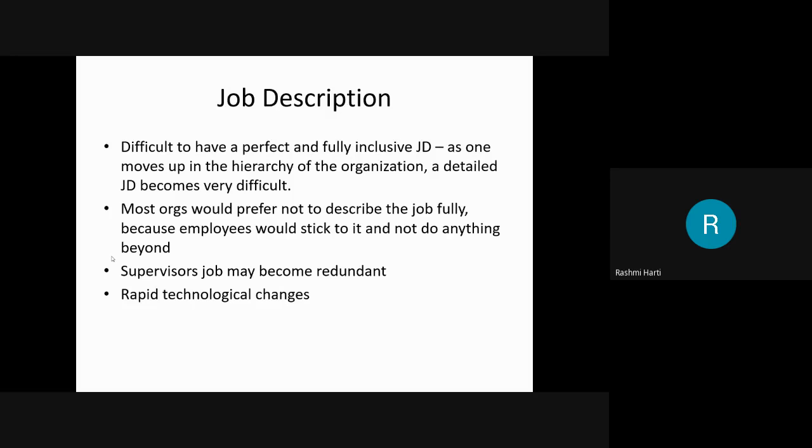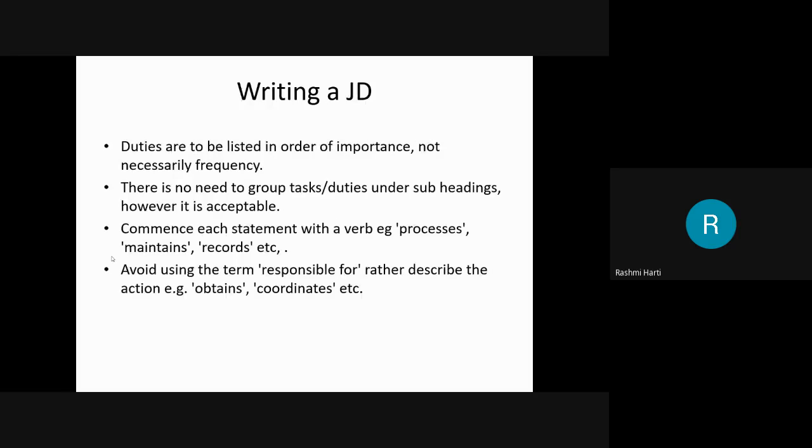Then the supervisor's job may become redundant. You cannot describe the supervisor's job, it becomes redundant. Rapid technological changes: obviously, when there are rapid technological changes, the processes also change, the technology also changes, the ways of doing things also change. It becomes very difficult to describe the job. So that is what we could see in job description.